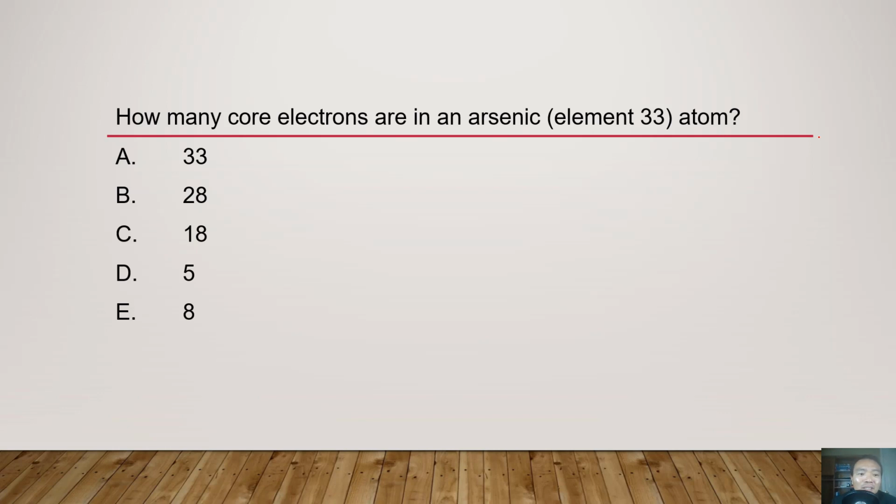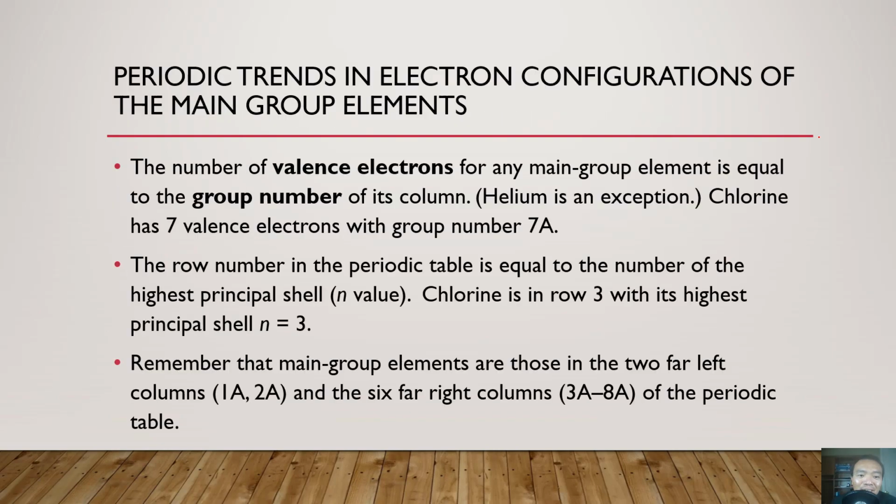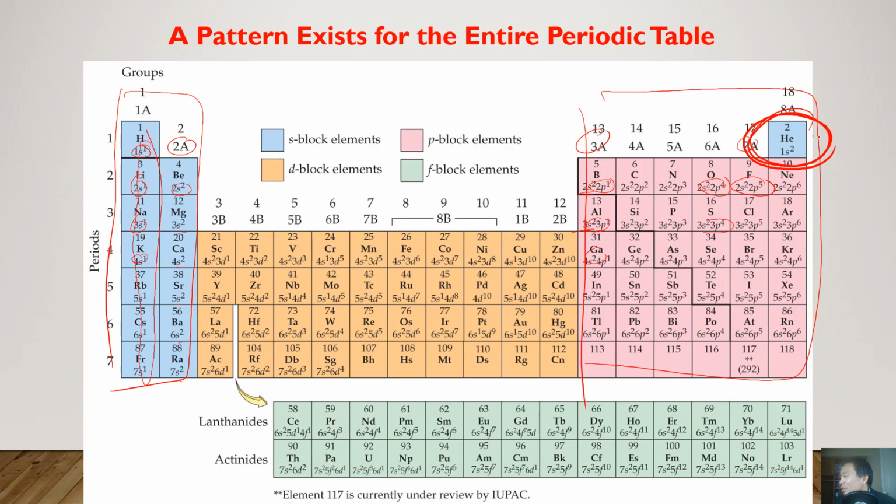First, of course, you're going to find arsenic in your periodic table. Arsenic, As. How many valence electrons does it have? Arsenic is a main group element. The number of valence electrons equals the group number in the AB system. So arsenic would have 5 valence electrons.